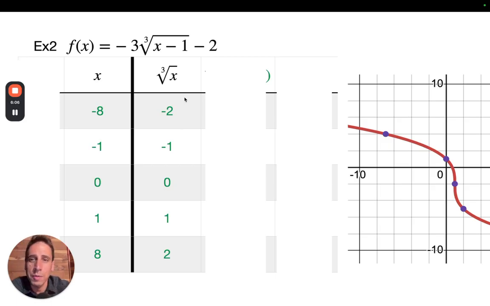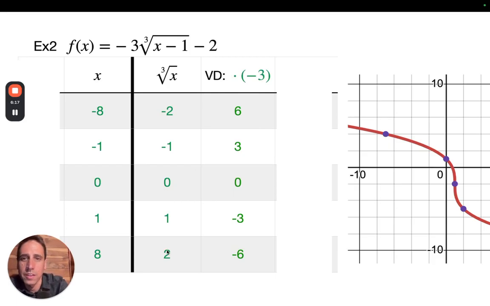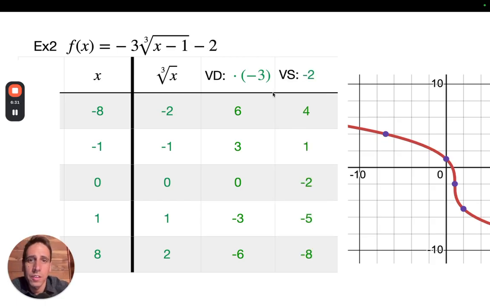All right, so let's start talking about transformations. On the outside, the vertical ones are easier to think about because you can see this times negative 3. So I'm going to multiply all these y values by negative 3. And you get this. This negative 2 times negative 3 is 6. Then the vertical dilation is times negative 3. The vertical shift is going to be minus 2. So I subtract 2 from all these numbers, and I get 4, 1, negative 2, negative 5, negative 8. You can see it's steeper, it's flipped from what you might expect from the parent, and it's also shifted down 2 units.